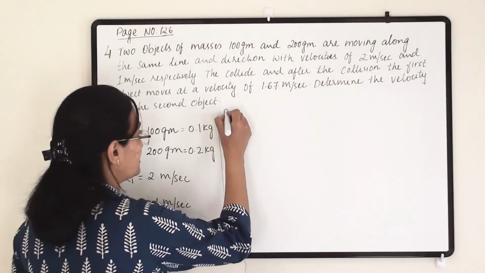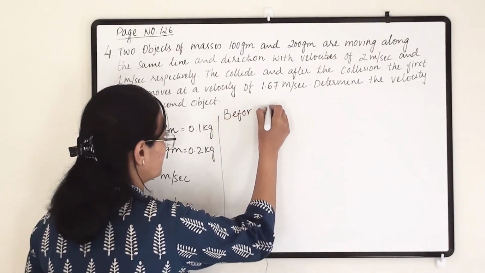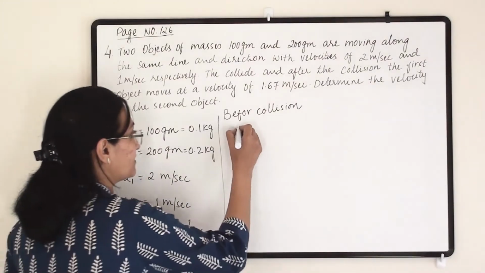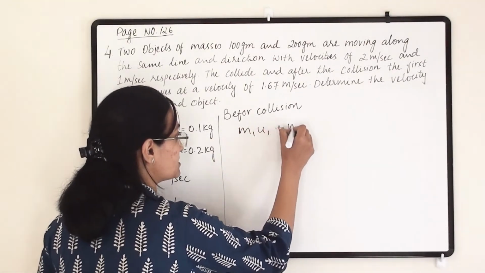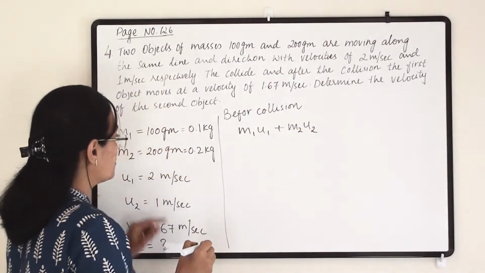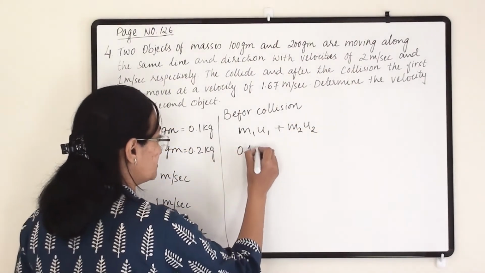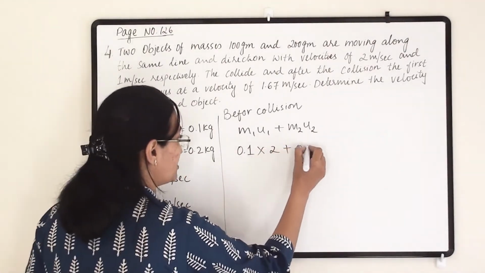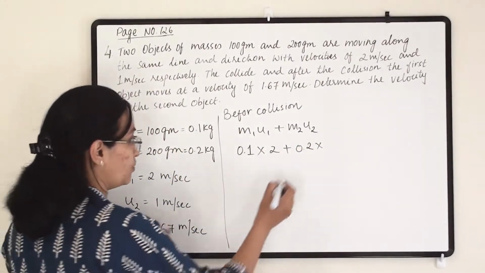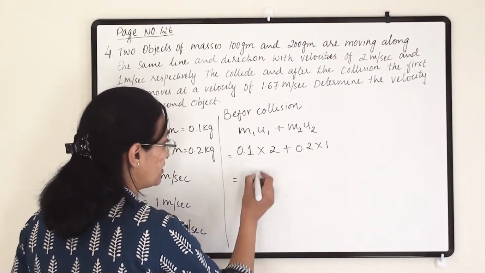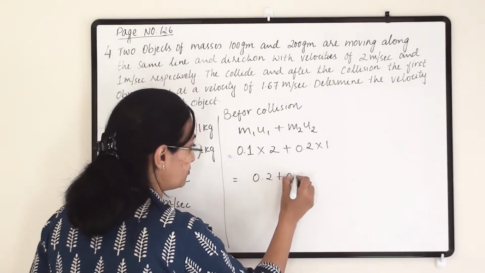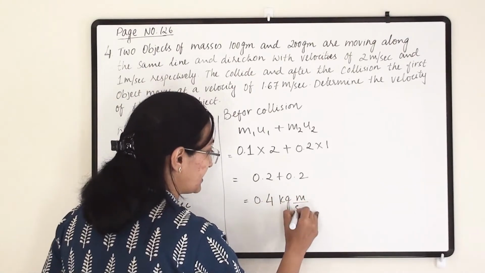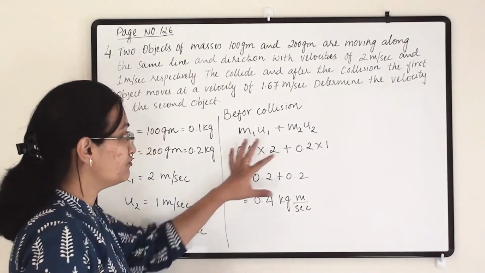So here we are writing before collision: m1u1 plus m2u2. m1 is 0.1 into its velocity 2, whereas m2 is 0.2 and its velocity is 1. From this we get 0.2 plus 0.2, which is 0.4 kg meter per second. This is the momentum before collision.